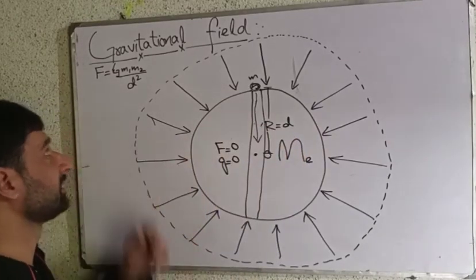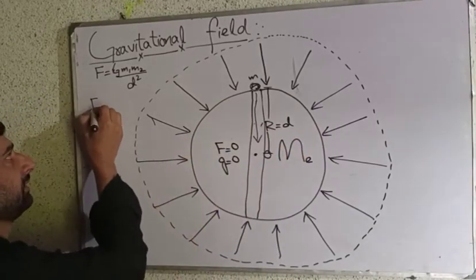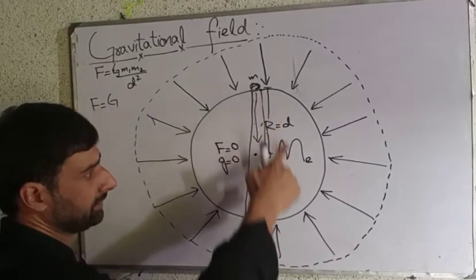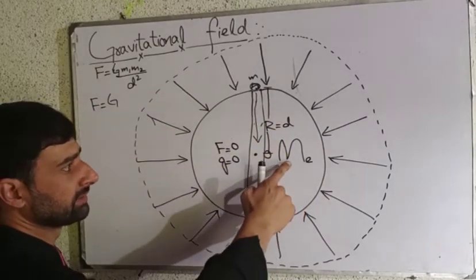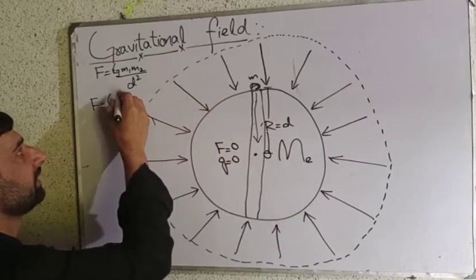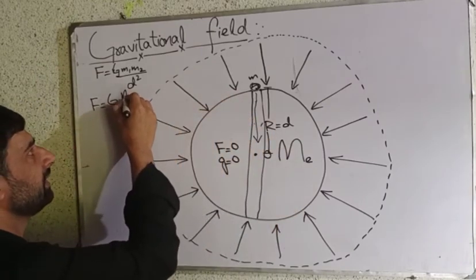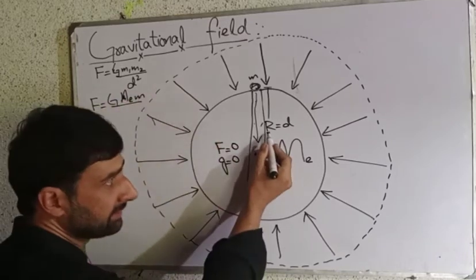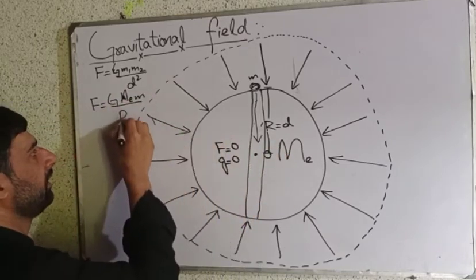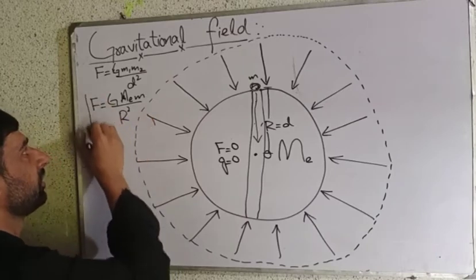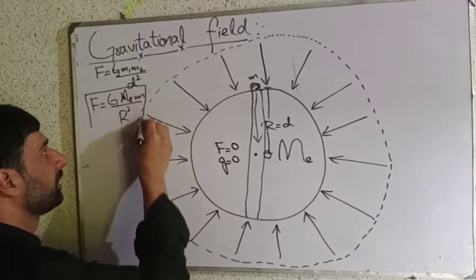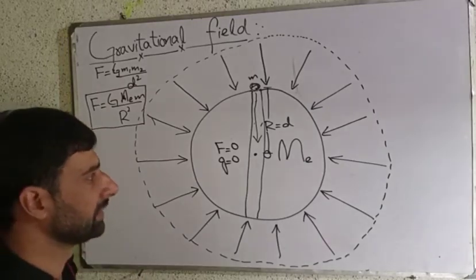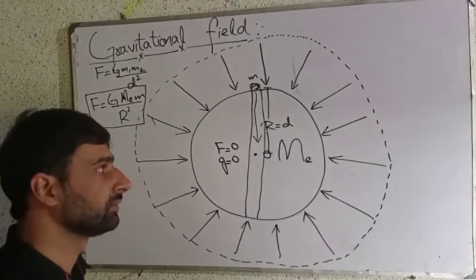So we can write this law for Earth as F is equal to G m1 m2. Here are two masses, me and m. So we can write it as G me m divided by, what is the distance here? R square. So this will be the formula for the force when an object is placed on the surface of Earth.